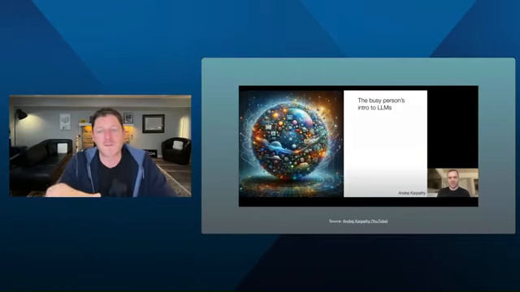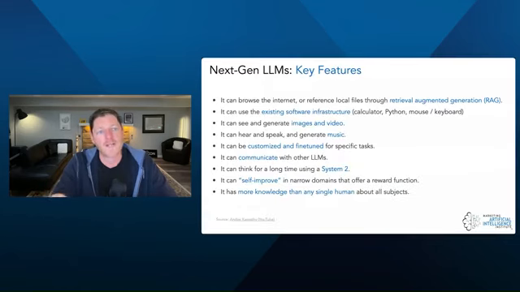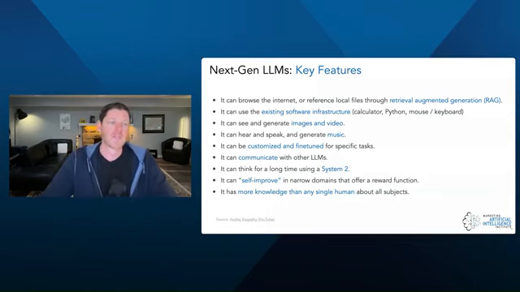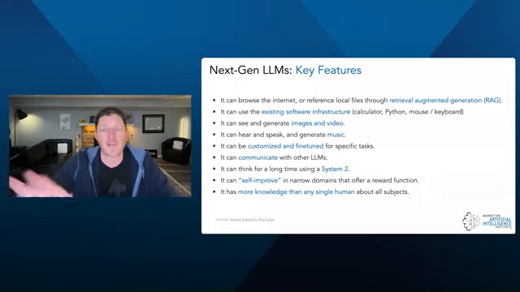So I want to go through a few of the things that he outlined as what comes next for LLMs. What does a next gen LLM look like? So first, it can browse the internet, which some of them have the ability to do now. Or it can reference local files through what's called retrieval augmented generation, or RAG. This is a term you'll hear a lot moving forward.